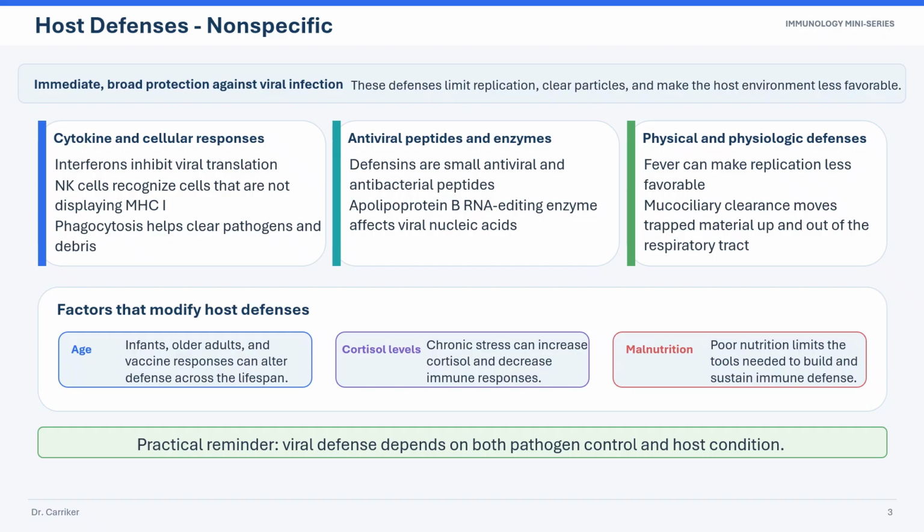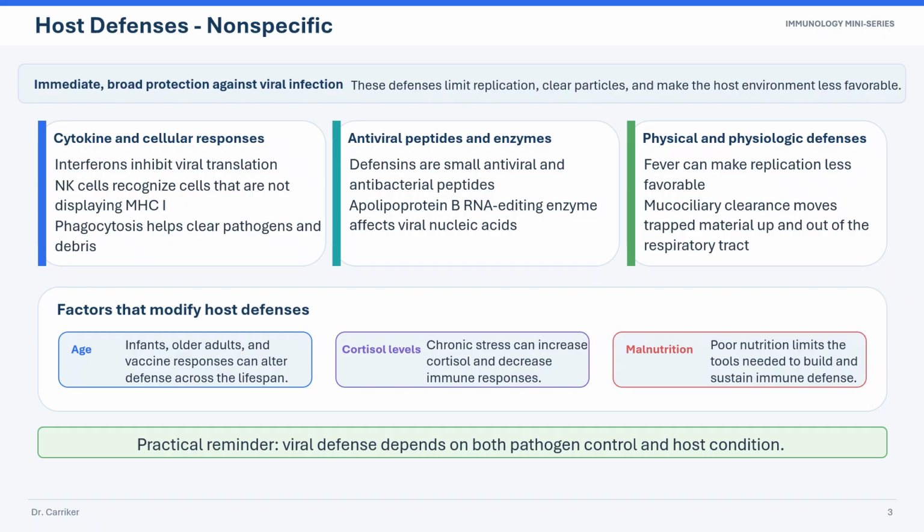Recall from earlier in the lecture that NK cells are especially important when a cell is not displaying MHC1 properly. Healthy cells generally display MHC1 on their surface as a way of showing the immune system, I belong here. Some virus-infected cells reduce MHC1 expression as a way of hiding from CD8 T cells. Natural killer cells help close that loophole by targeting cells that fail to display MHC1 appropriately.